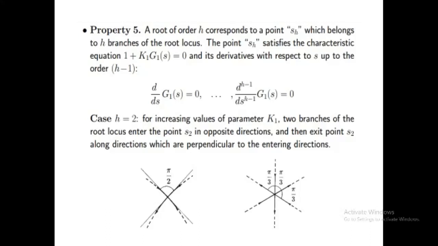Here there are some cases, that is h equals 2, for increasing the value of the parameter K1. Two branches of the root locus enter the point S2 in opposite directions and then exit S2 along directions which are perpendicular to the entering direction. See, these two diagrams are given. So what are the values of pi by 2 and pi by 3? How can they be indicated in a root locus diagram? It can be shown underlined.